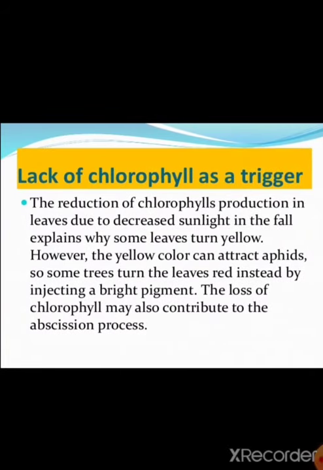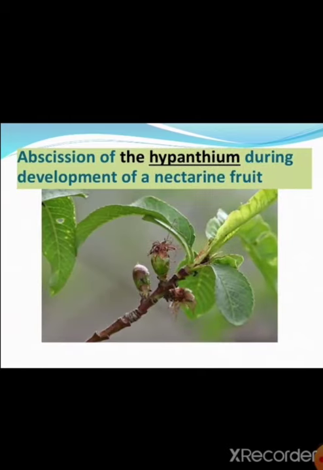Lack of chlorophyll is a trigger mechanism for abscission. The reduction of chlorophyll production in leaves due to decreased sunlight in the fall explains why some leaves turn yellow. However, the yellow color can attract aphids, so some trees turn the leaves red instead by injecting a bright pigment. The loss of chlorophyll may also contribute to the abscission process. The diagram shows the abscission of the hypanthium during development of a nectarine fruit.